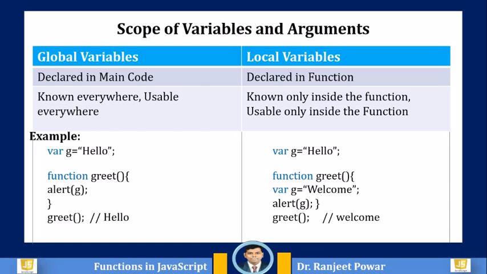The scope of variables and arguments. The scope determines the visibility and accessibility of a variable. JavaScript has global and local scopes. A variable declared at the top of a program or outside of a function is considered a global scope variable. In the above example, a variable g is declared at the top of the program and is a global variable. It means the variable can be accessed anywhere in the program.